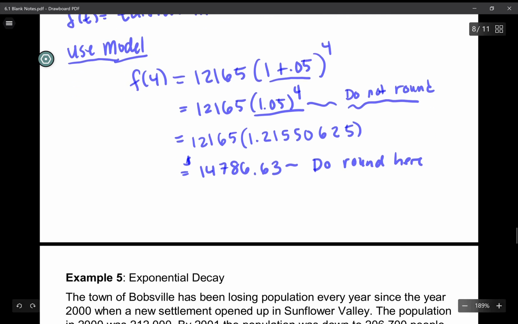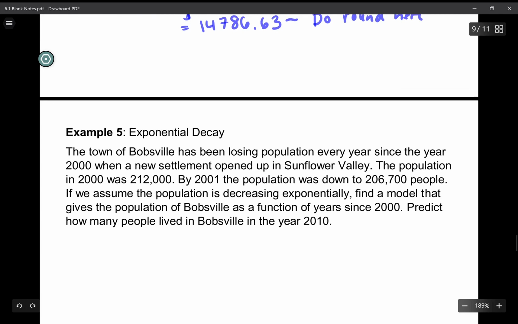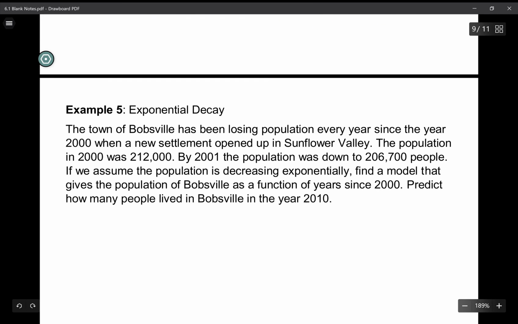All right, let's try another example. Let's do an exponential decay. The town of Bobsville has been losing population every year since the year 2000 when a new settlement opened up in Sunflower Valley. The population in 2000 was 212,000. By 2001, the population was down to 206,700. If we assume the population is decreasing exponentially, find a model that gives the population of Bobsville as a function of years since 2000. Predict how many people lived in Bobsville in the year 2010.